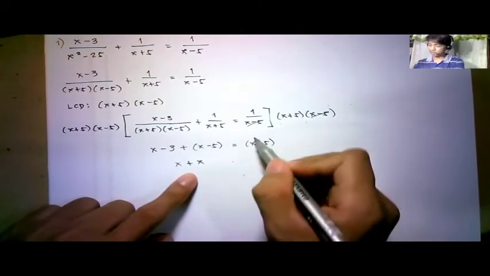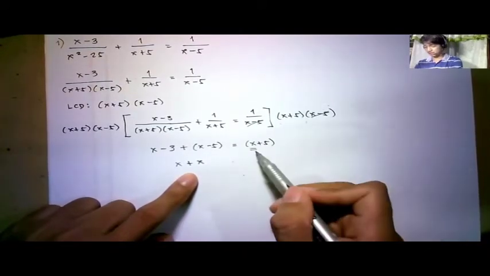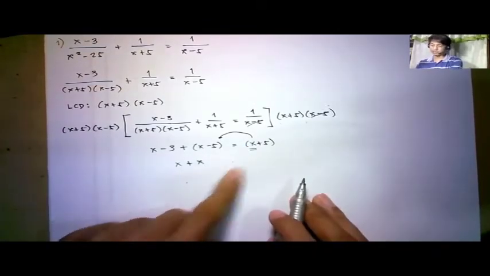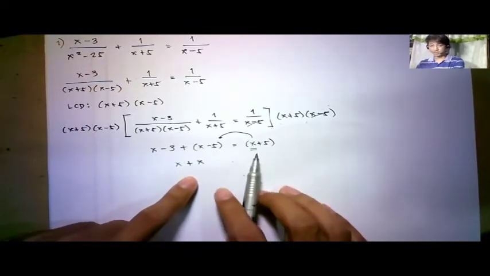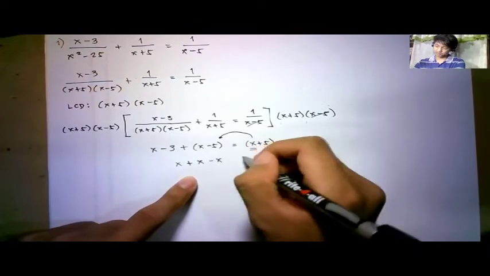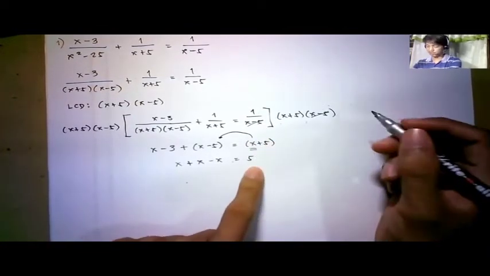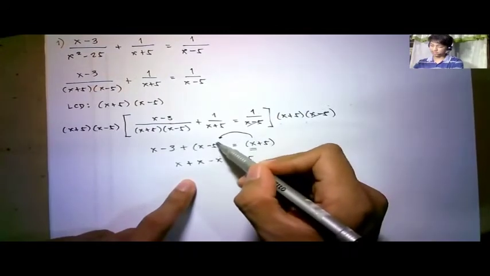As you can notice here, the x on the right side, we're going to transpose it. When we transpose positive x, we get the opposite sign. So since it's positive, it will become negative. It's equal to, since we have 5 already on the right side, just copy. So as you can notice, we have negative 5 here.